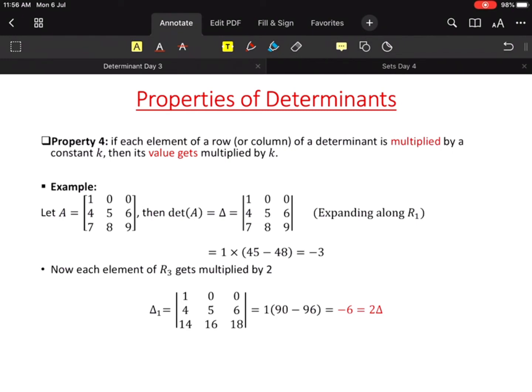Now let's prove that one and see if it's true or not. So A is this thing. We have already done this one before, that's the reason I am repeating it, so that it will take less time to explain. The determinant value is minus 3. Now each element of row 2 is multiplied by 2. So we have got a new determinant. It is no more A.